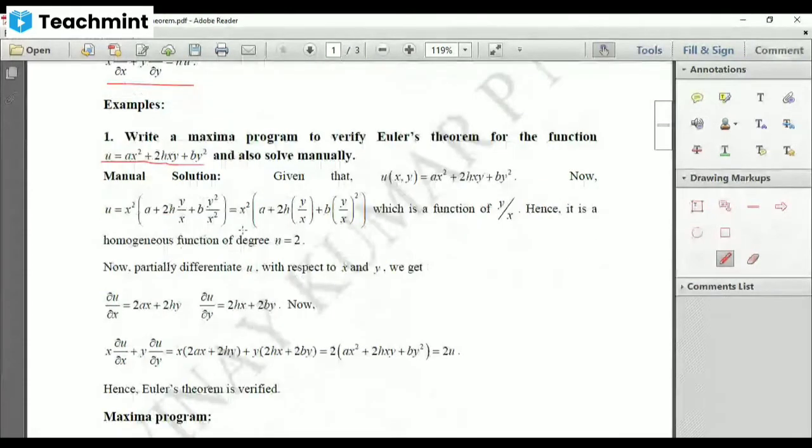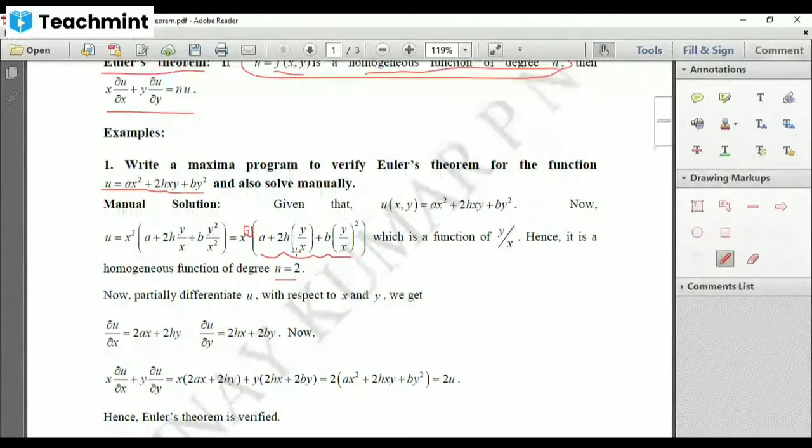Or we can write this one as x square into a plus 2h into y by x plus b into y by x whole square. Now see, here your variable is y by x only, right? There is no other variable. It should be a function or equation with variable y by x. See, this is y by x whole square, this is y by x. So it's an equation involving variable y by x. Therefore, this is a homogeneous function. And what is the degree of this function? The maximum power of x is the degree. So here it is 2. Therefore, this is a homogeneous function of degree 2. That means n equal to 2.